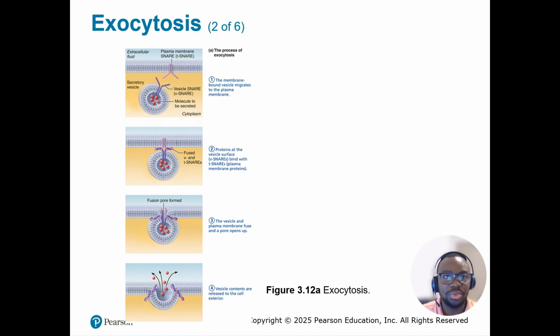In step 2, the secretory vesicle is at the plasma membrane. The proteins on the surface called V-snares bind with membrane proteins called T-snares. In step 3, the vesicle and the plasma membrane fuse, forming a fusion pore that opens into the extracellular fluid. In step 4, the vesicle contents are released to the cell exterior through the fusion pore.